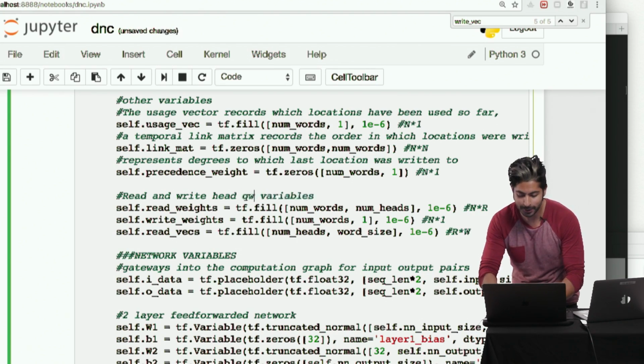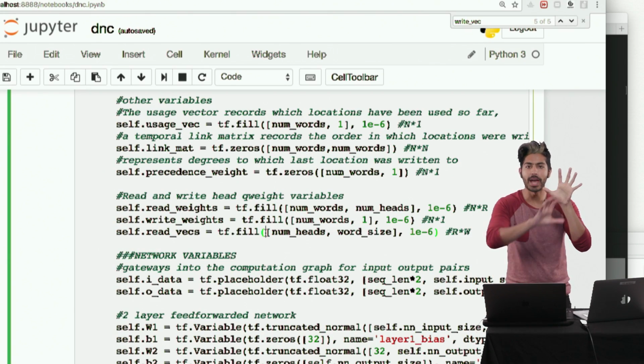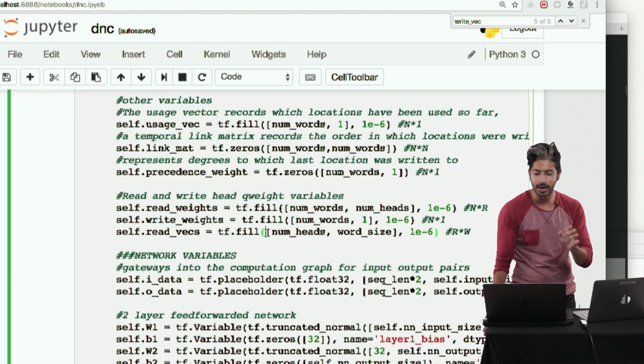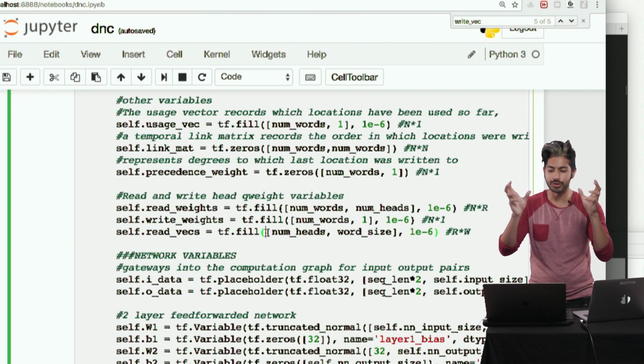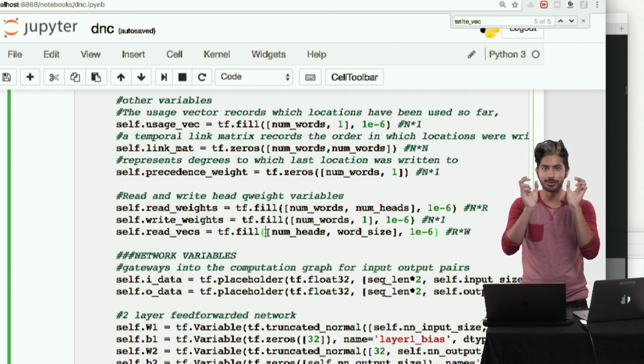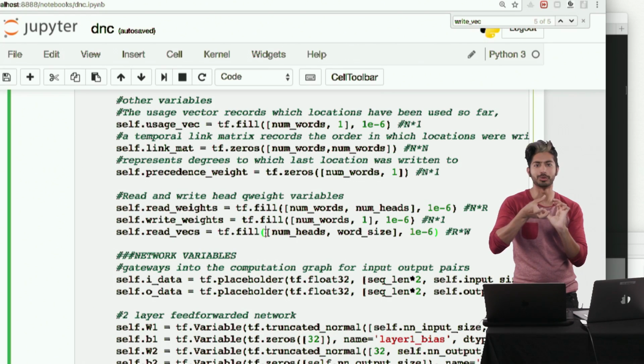Write head weights variables. Let me update that. Because we only have one head, right? But we have weights for that head. We have a set of read weights and a set of write weights. And these weights are just matrices. They're small matrices, but they define the degree to which we're reading and the degree to which we're writing.